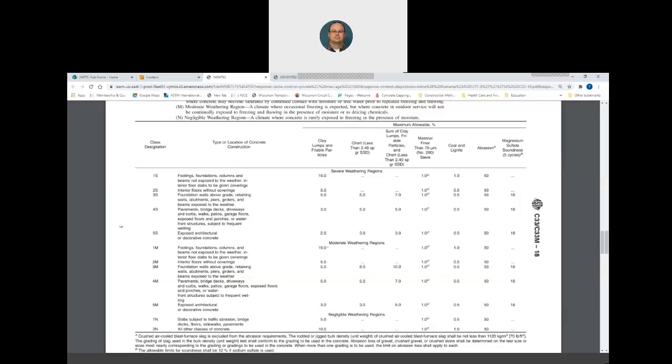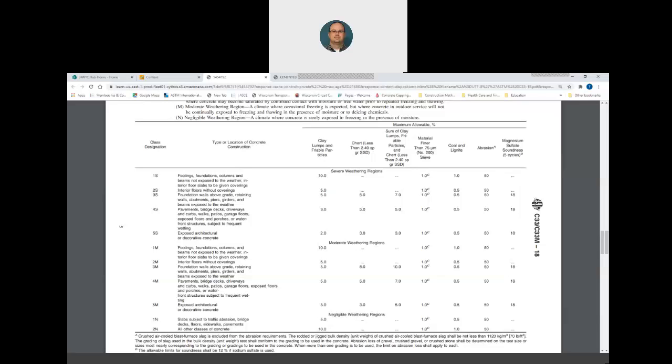So there's a test, so we can only have this amount of passing. Okay, chert, less than 2.40 specific gravity. Sum of clay lumps, friable particles, and chert, right? So this is what we can have, all right? And then material finer, there we go. This is the big key, right there, okay?